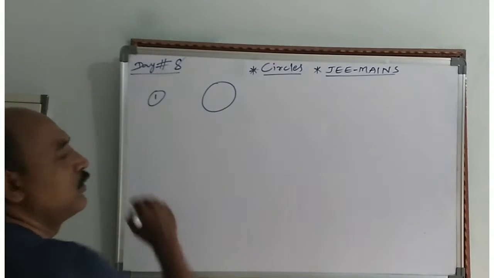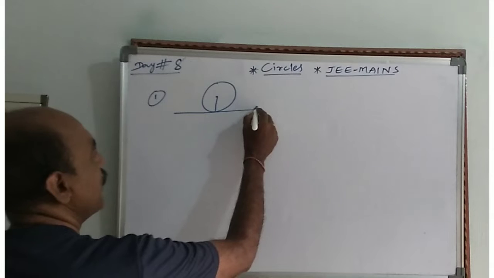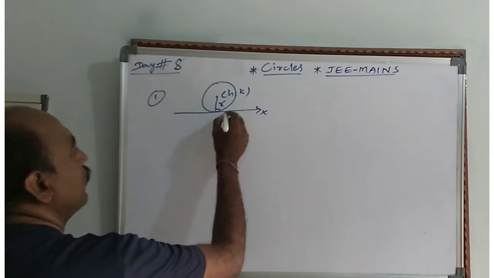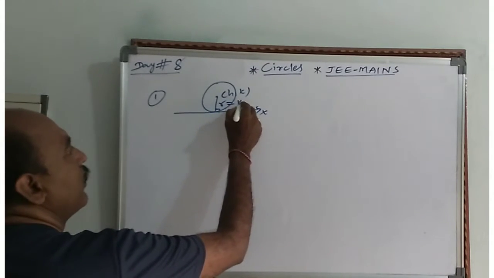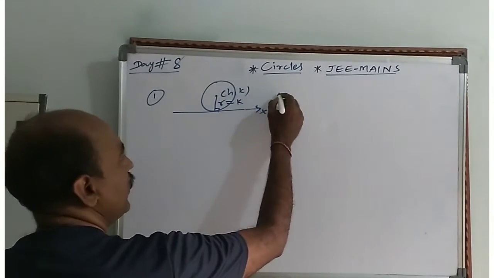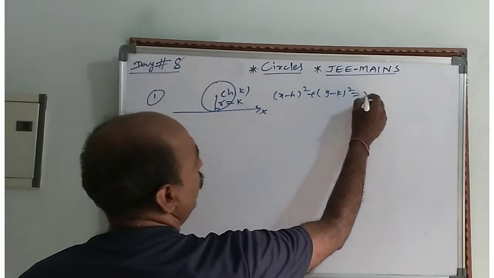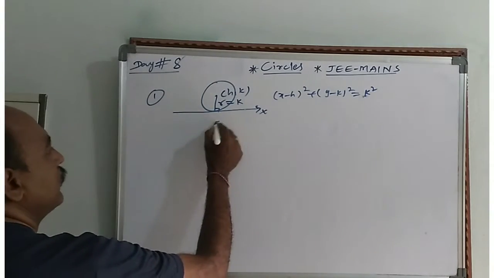The circle touches the x-axis. This is the x-axis. This is the center h comma k. The radius r is equal to the y coordinate, so r is equal to k. Here the y coordinate is k. Therefore, the circle equation is (x minus h) whole square plus (y minus k) whole square is equal to r square, which means k square.